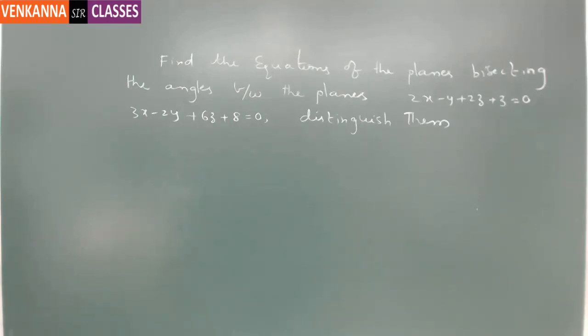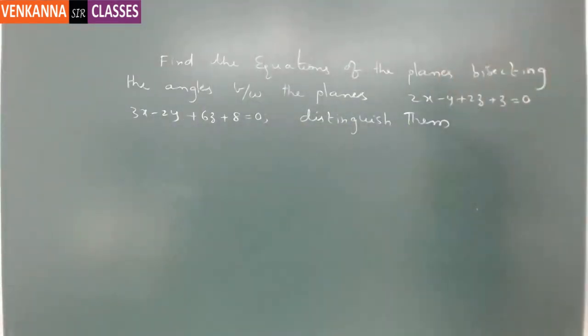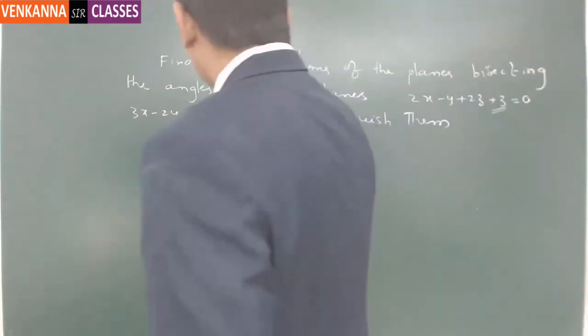Right. So I have given the formula in the previous class in order to find the equations of the planes which bisect the angles. So in order to apply the formula, the first thing we need to observe is whether the given planes of the problem are in such a way that the constant terms have the same sign or not.